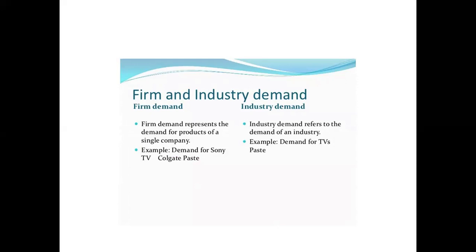So it says firm demand represents the demand for products of a single company. Example, demand for Sony television, Colgate toothpaste. When you are specific with the company, then it's a firm demand. Industry demand refers to the demand of an industry, just like demand for TVs and demand for toothpaste, be it from any company. So this is the difference between the firm and industry demand.